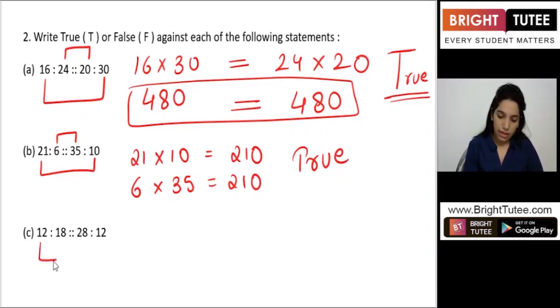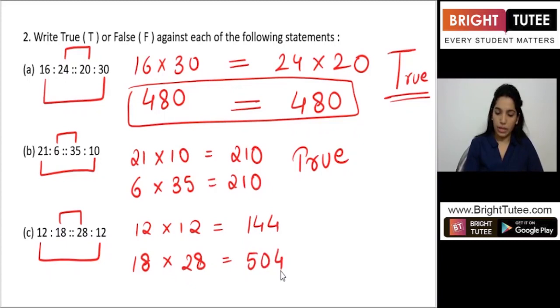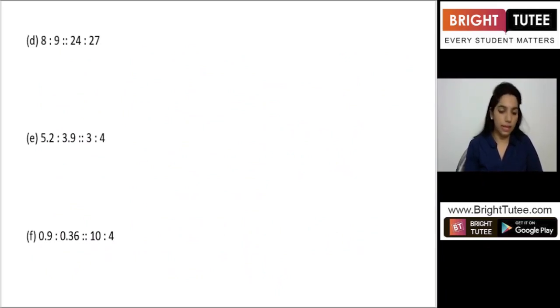The next one, let us find the product of extremes and the means. So 12 times 12 is what we need to do at first. That is for the product of extremes, it is 144. And for the means, it is 18 times 28. So 18 times 28 gives 504. Clearly, the two numbers are not equal. Therefore, the statement is false. Why is it false? Because the two given ratios are not in proportion. Let us see the next one then.